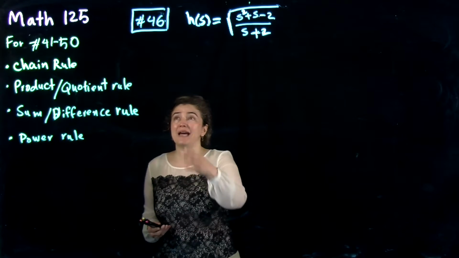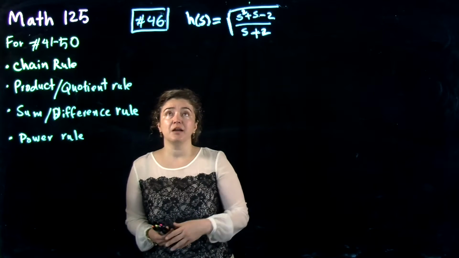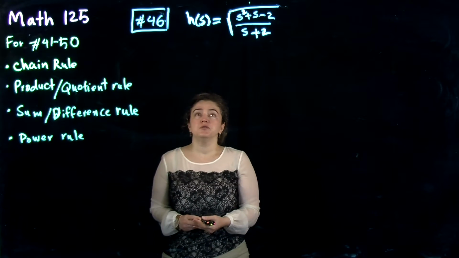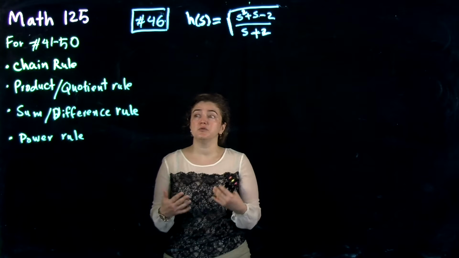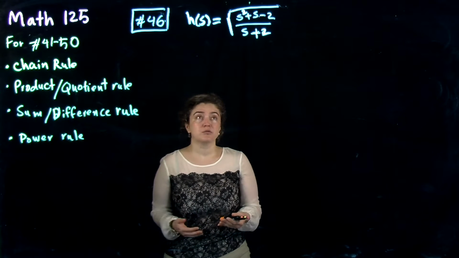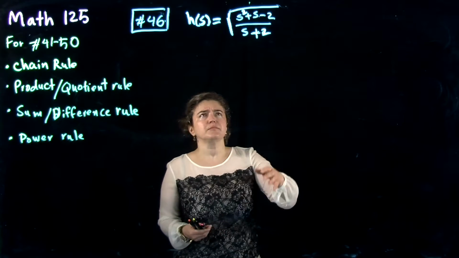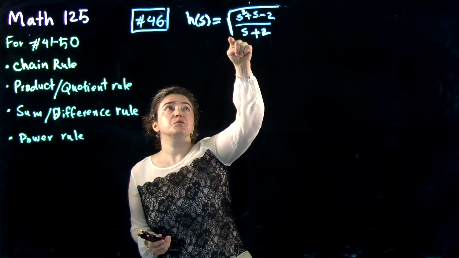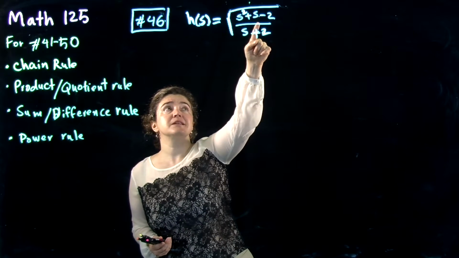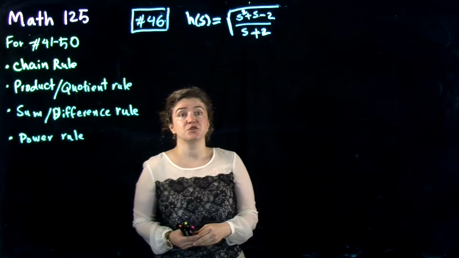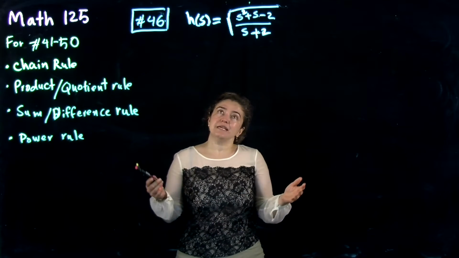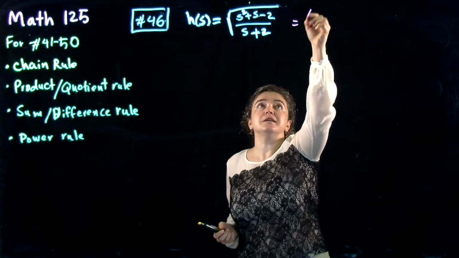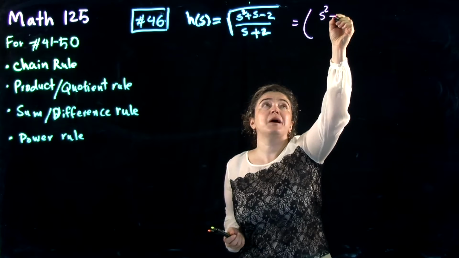So we're continuing with Math 125 gateway questions, this time number 46 out of the series 41 to 50. We're going to use chain rule, product and quotient rule, sum and difference rule, and power rule in here. So the function is h of s equals the square root of numerator s squared plus s minus 2, denominator s plus 2. So what I see is coming from outside. First of all, I like to rewrite this as the square root as power 1/2.